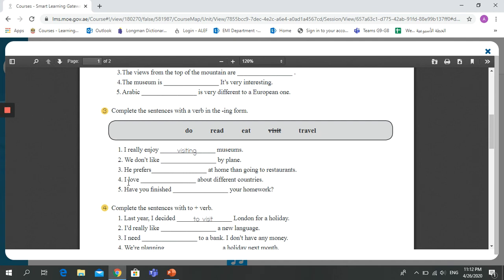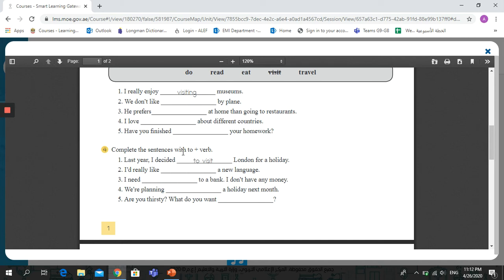What about number 4? I love about different countries. Very good. I love reading about different countries. What about number 5? Have you finished your homework? So here there is one word that comes with this sentence, which is doing. Have you finished doing your homework? Excellent.